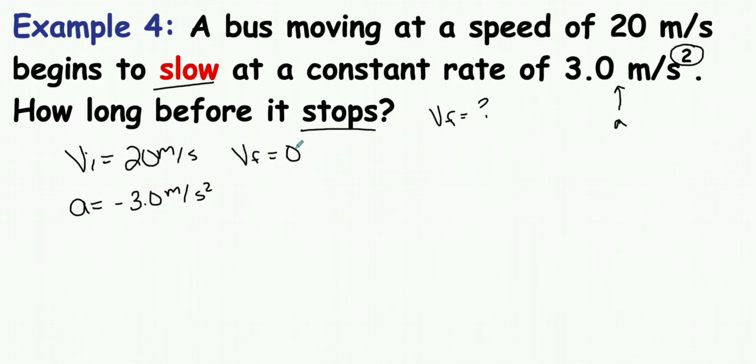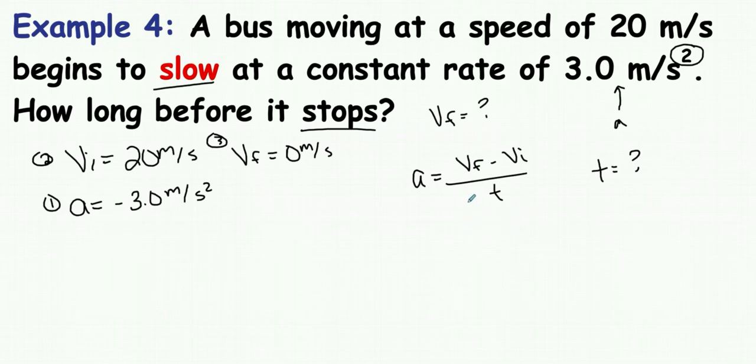Now we have 1, 2, 3 pieces here that we can plug into our acceleration equation. And we're looking for time. As it says, how long does it take to stop? Well, we have the pieces that we need to find that time. Okay, so let's plug them all in. Negative 3.0 meters per second squared. Final velocity is 0. Initial velocity, we were going 20 meters per second. And our time, we don't know.